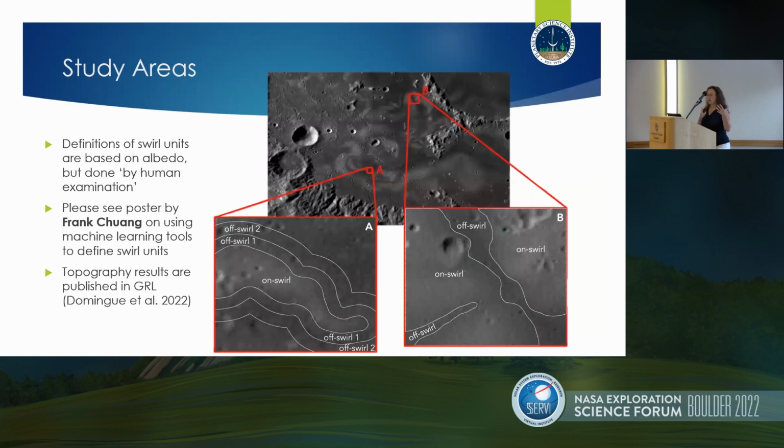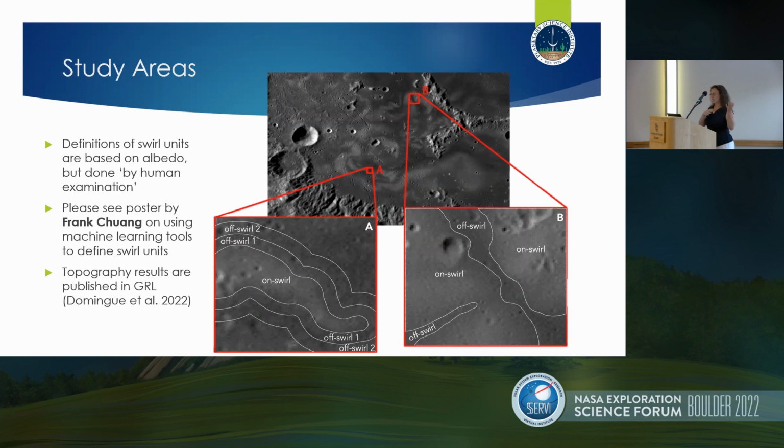So these are our study areas. We picked 2 regions in Mare Ingenii. The initial goal of this project was to take a look at the photometric properties in these regions, seeing if we could see any textural changes in the regolith properties between on and off swirl.